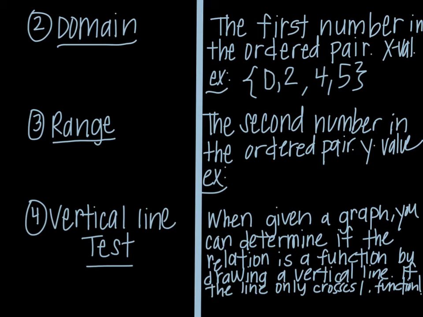Okay, so the range, that's the second number in the ordered pair, also known as the y value. From the previous example, the range would be, again, we'll draw the squiggly lines, the braces, and put them in order from least to greatest, -1, 1, 3, and 4. Alright, so there will be several examples where you have to determine if you have a function or not.